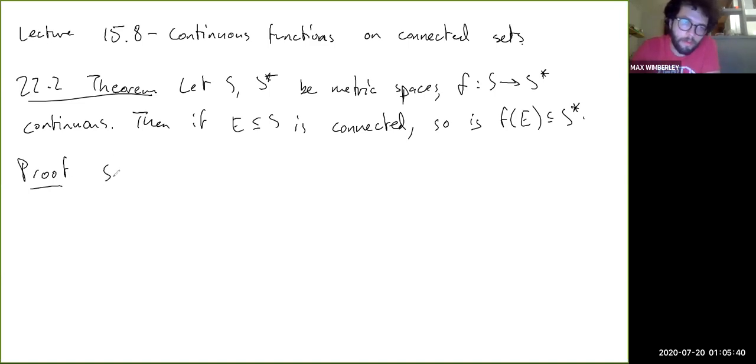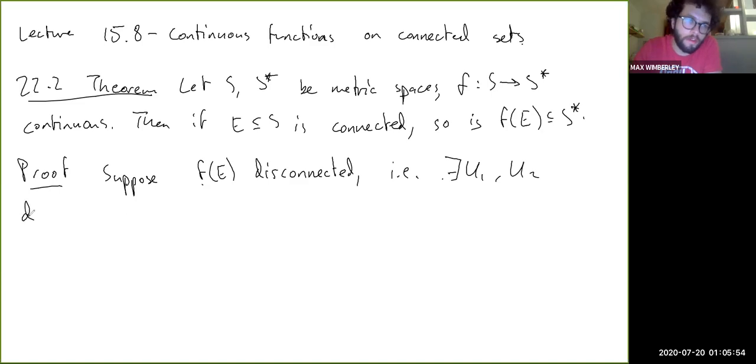So suppose F of E is disconnected, i.e. there exist U1 and U2 disconnecting F of E. And so when I say U1 and U2 disconnect F of E, I mean that they satisfy the hypotheses of the definition of what it means for a set to be disconnected, right? So they're disjoint, and the intersections with F of E union to F of E and so on, right? All of that stuff.